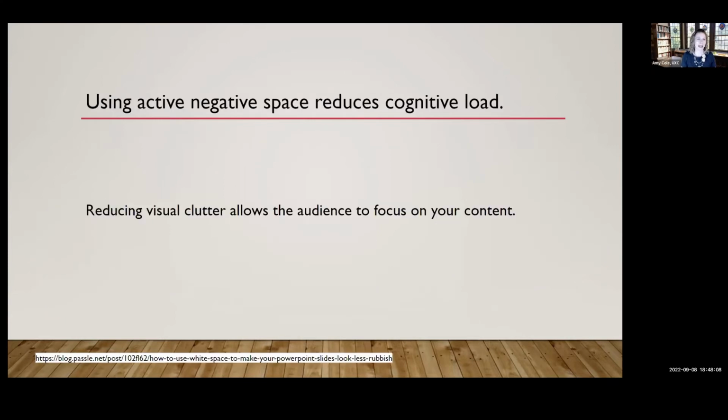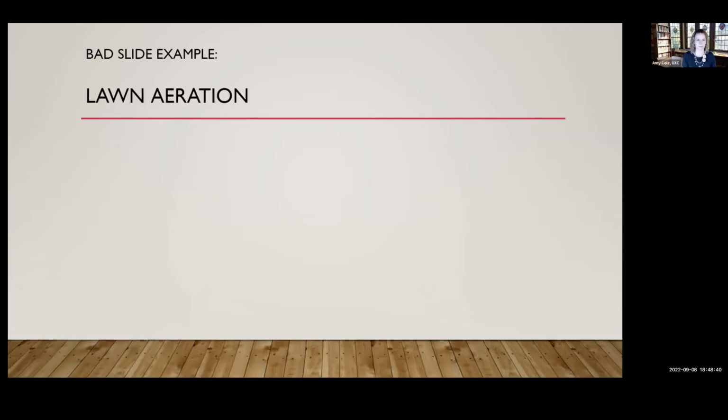So, using active negative space, everybody here has probably heard of negative space or white space. I know when I was in graphic design school, we called it negative space. They now call it white space, but don't be afraid of that. If you're putting a slide together, if you're putting a design together, it's okay to not cram something into every single space. Reducing that visual clutter is going to allow your audience to focus on your content and what you're saying and not really be distracted with a whole bunch of squished up words and content.